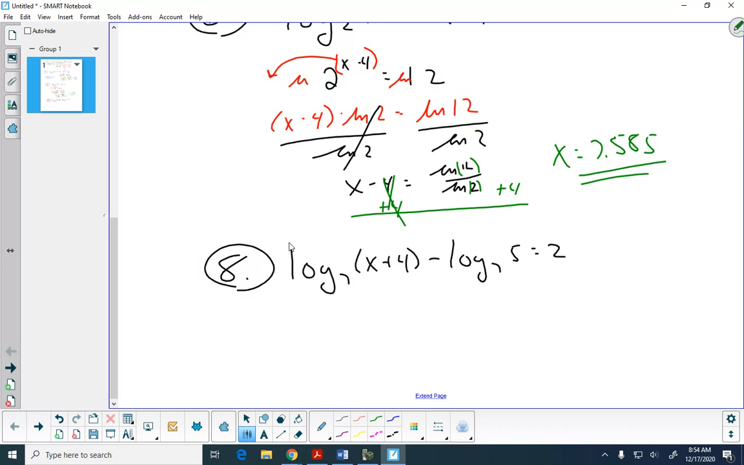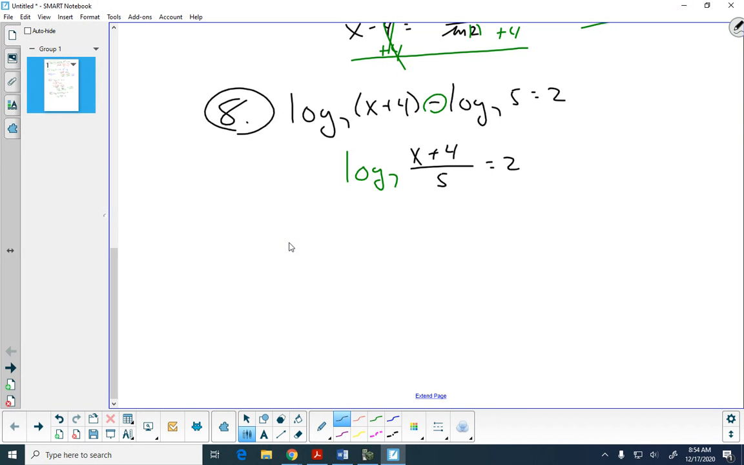And we have subtraction here. So when I have subtraction of the two logarithms, how can I combine this into one log? Log base 7 of what? Kirsten, how can I combine this into one log? You do x plus 4 divided by 5. That's correct. Since we have division, we have x plus 4 on top, and we divide that by 5. And that's equal to the value of 2.